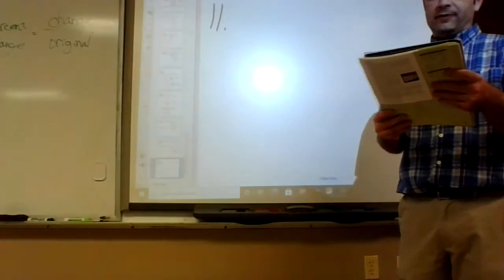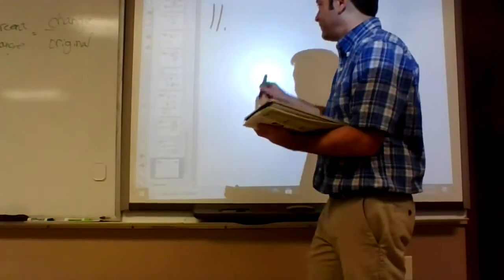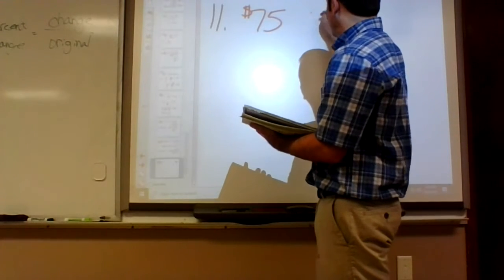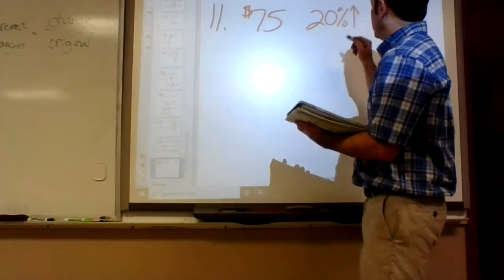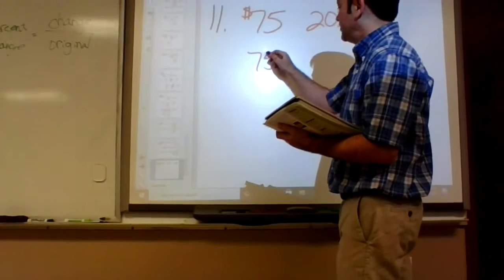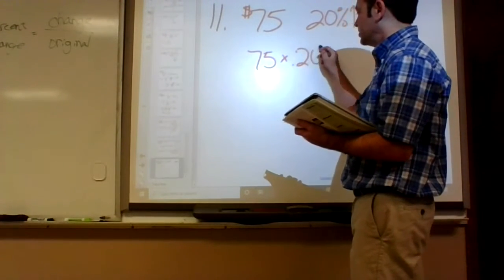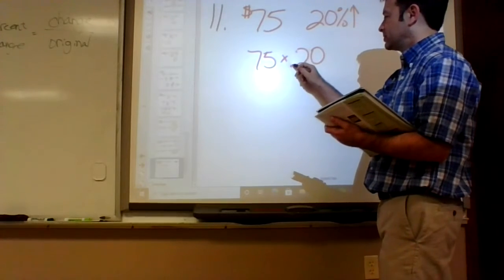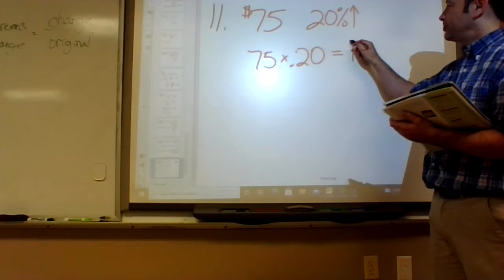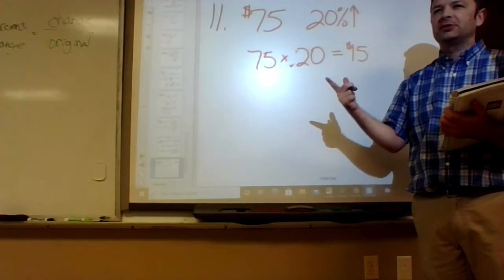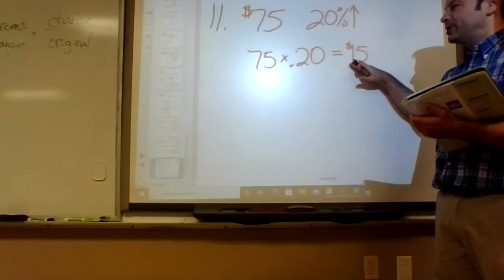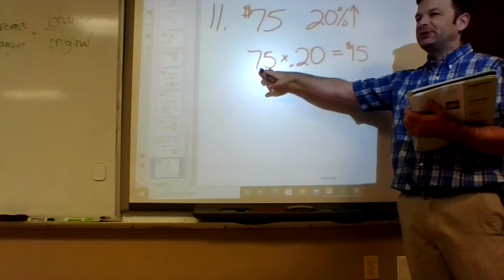On number 11, it says the original cost is $75, and we're supposed to mark it up 20%. You guys remember how we did this on Tuesday? We need to figure out what 20% of $75 is. 15 bucks. Does that mean the price gets marked up to $15? What does that mean? It's plus 15. This is how much the markup is. That's not what it ends up at. It's got to end up more than 75, right?